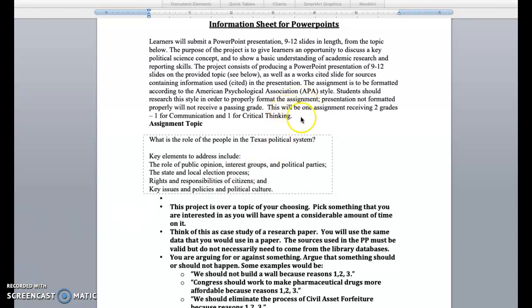This part right here is kind of confusing, but you're only creating one document. So if you're creating a PowerPoint and you're calling it XYZ, then you're taking document XYZ and uploading it to two different Dropbox folders. One of them is communication, the other is critical thinking. How you do on this is what we keep track of, and then look at over all the rest of the sections of Texas government.